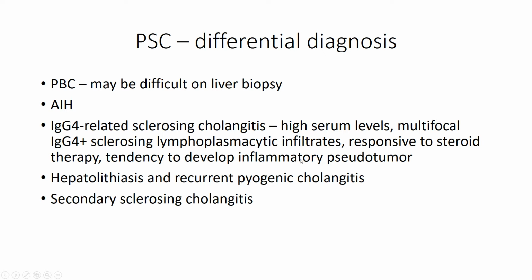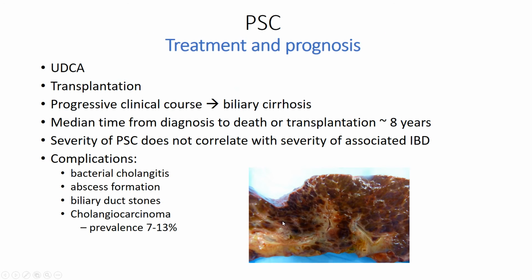In many instances, a patient may be misdiagnosed as having a cholangiocarcinoma because of a mass lesion in the liver, and it can present on imaging studies as a tumor. But a biopsy will reveal an IgG4-related cholangitis, and that's very good news for the patient. Another differential diagnosis is secondary sclerosing cholangitis. Treatment is ursodeoxycholic acid, liver transplantation in those patients at end stage.